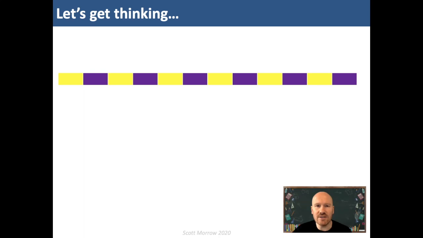I'd like you to have a go at counting again. This time you're counting in quarters, and once again pause the video at any time and see how many different ways you can find that are exactly the same as that number of quarters.